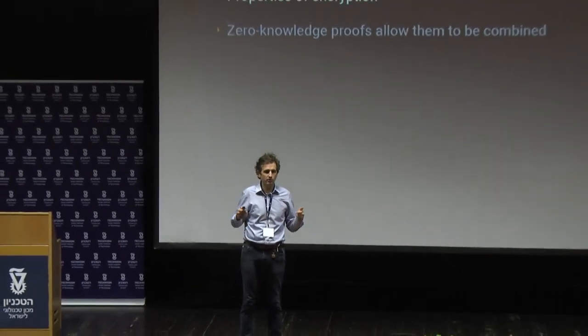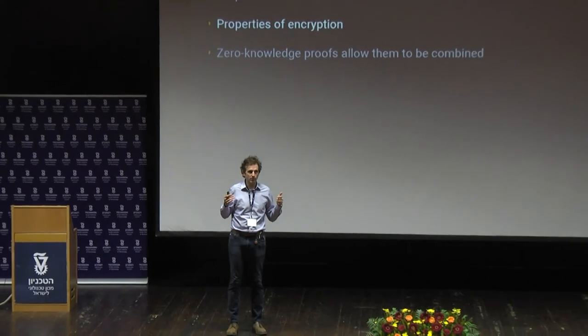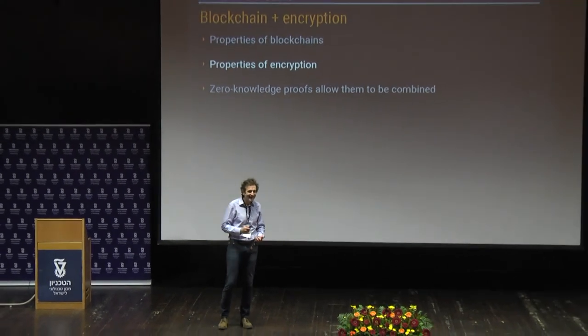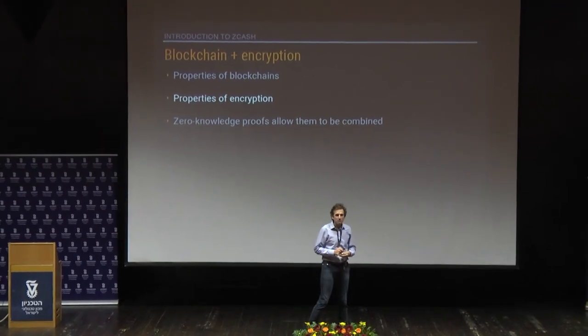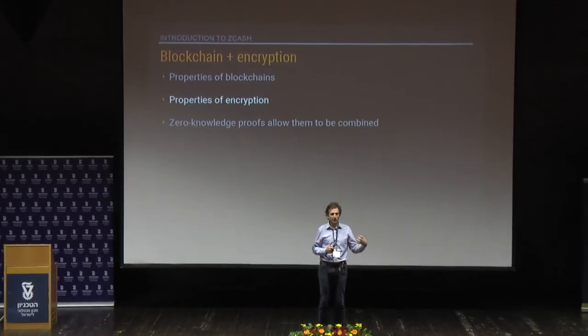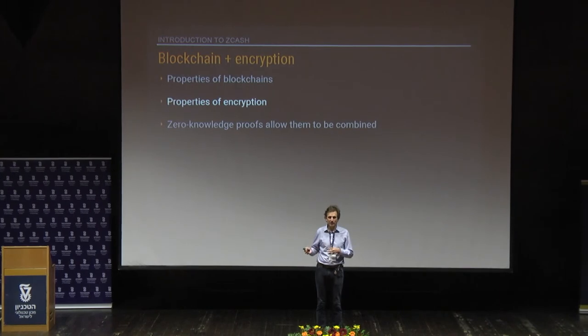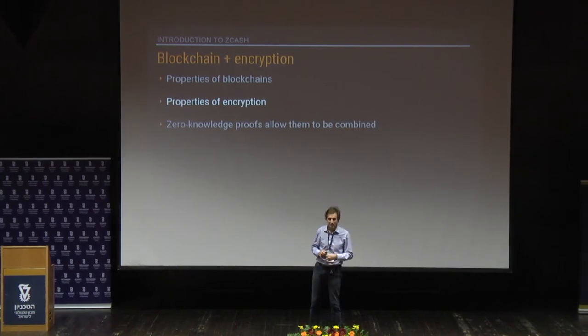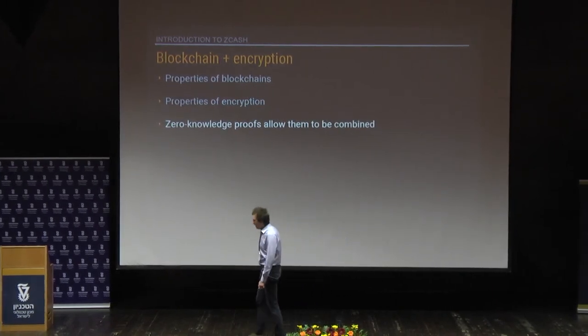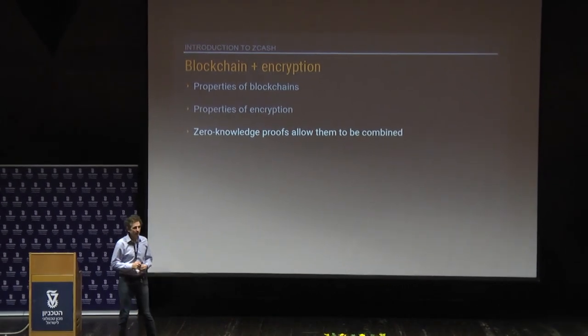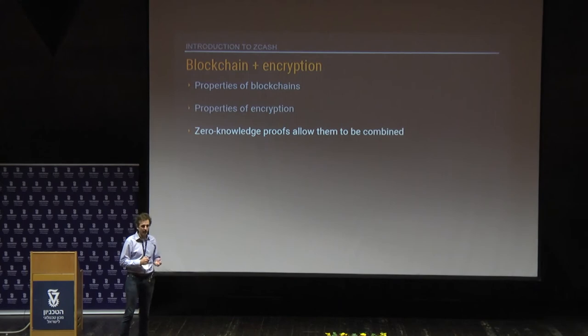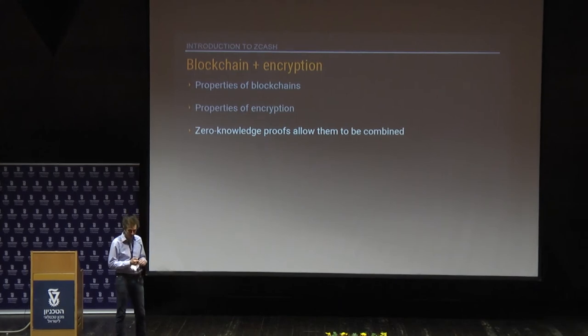Well, until Zcash, you couldn't, or at least no one had, put those two properties together so that you can have confidential and selectively disclosable things that also have the append-only and canonical property all put together. And in order to do that, it relied on the development of sufficiently fast, efficient enough zero-knowledge proofs.